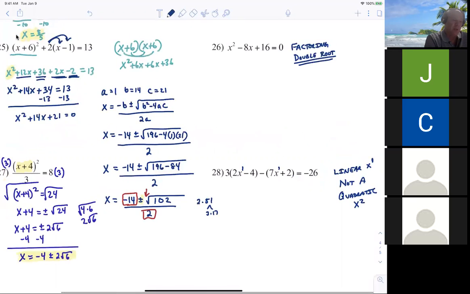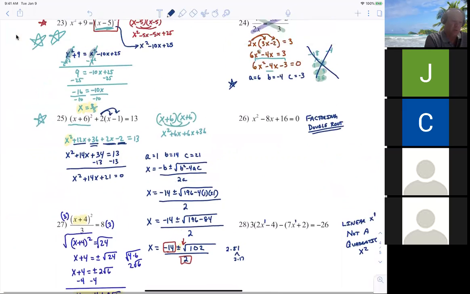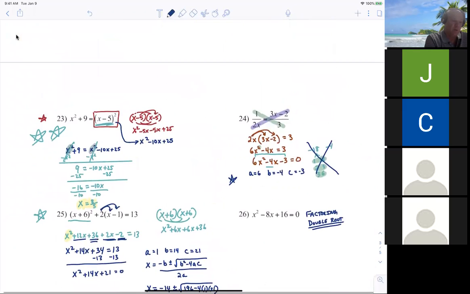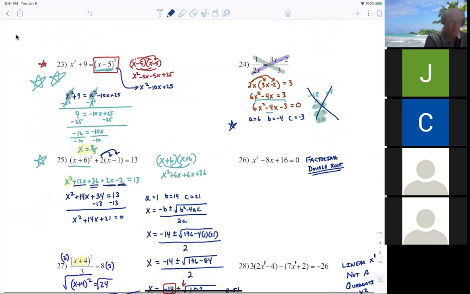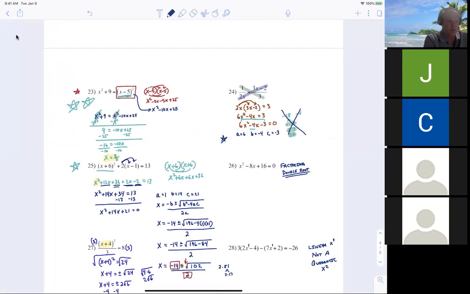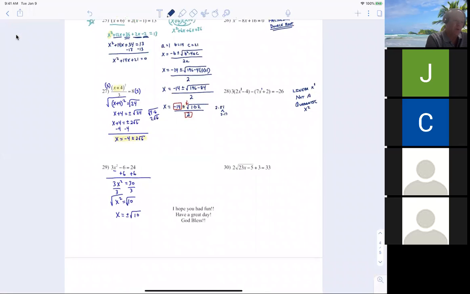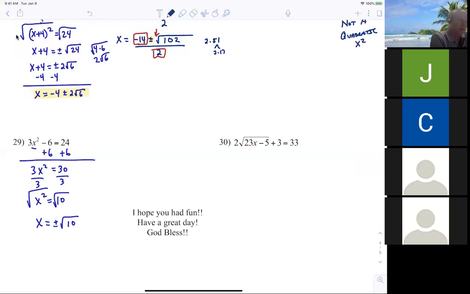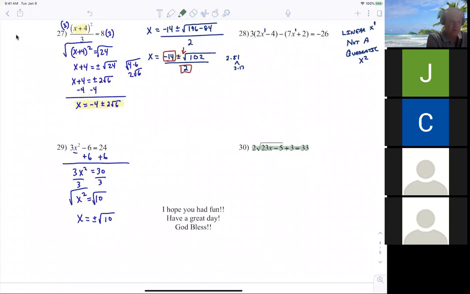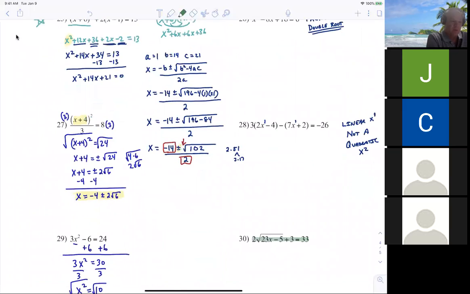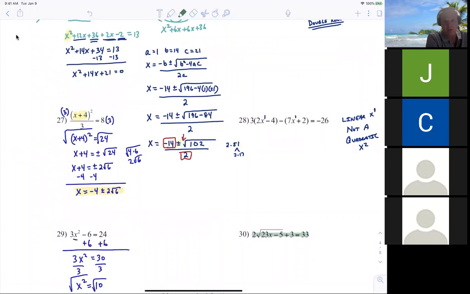So your job now is to try to finish 28, 26, 24 independently, turn it in. I'll kind of look at those to see how you're doing. Notice all of the work I've done now. Oh, I'm sorry, I didn't even see 30. All right, so 30 is just isolating the square root and then squaring both sides. All right, so I'll be taking a look at 24, 26, 28, 30 and see how you're doing.